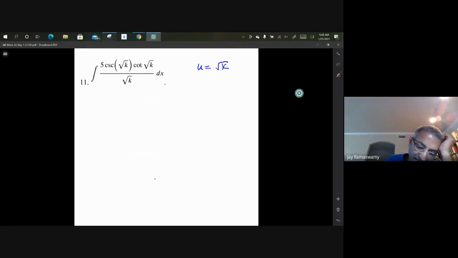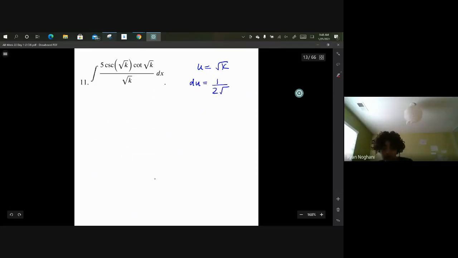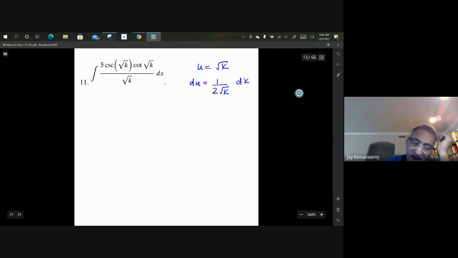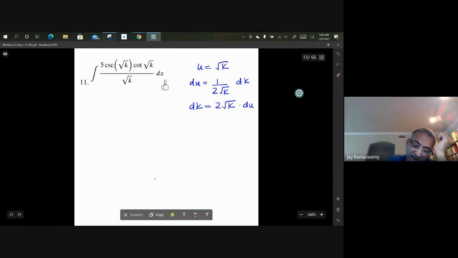Therefore, du equals 1/2 radical k times dk. I hope you're not getting confused with the variables. I can throw in any letter. It need not be an x. It could be a k. And therefore, dk equals, just multiply by the reciprocal. So what does it just become? 2 radical k du. Is everybody okay there? I'm teaching you good habits. Put bullet points there.